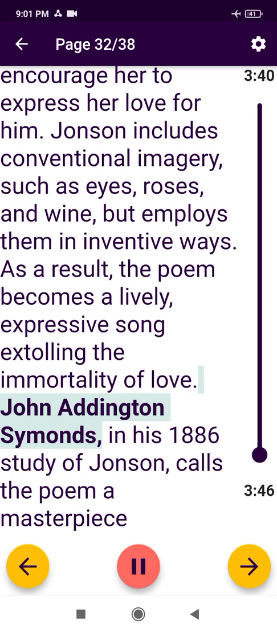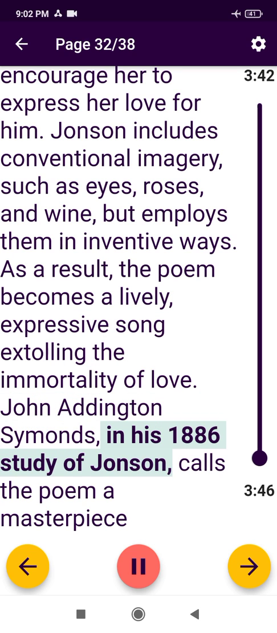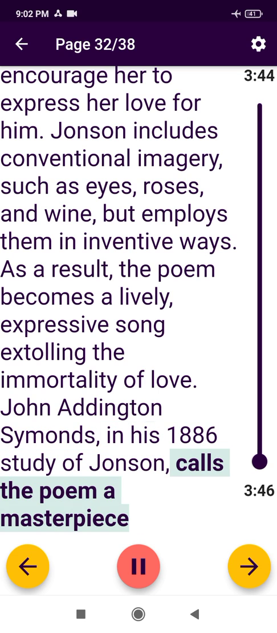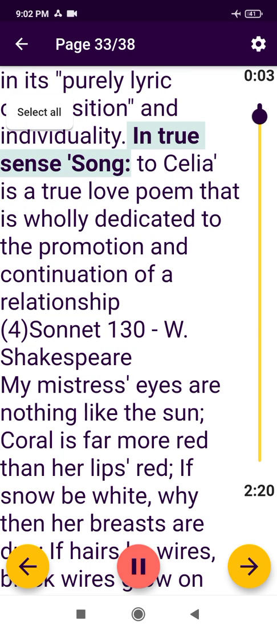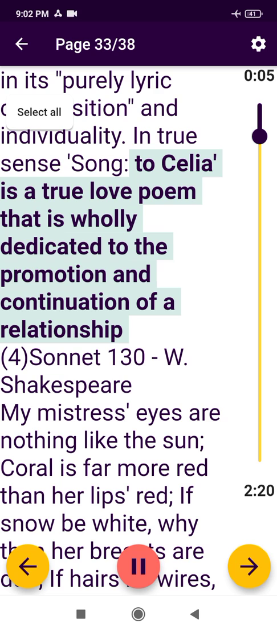John Addington Symonds, in his 1886 study of Johnson, calls the poem a masterpiece in its purely lyric composition and individuality, in the true sense, a song. The poem is a true love poem that is wholly dedicated to the promotion and continuation of a relationship.